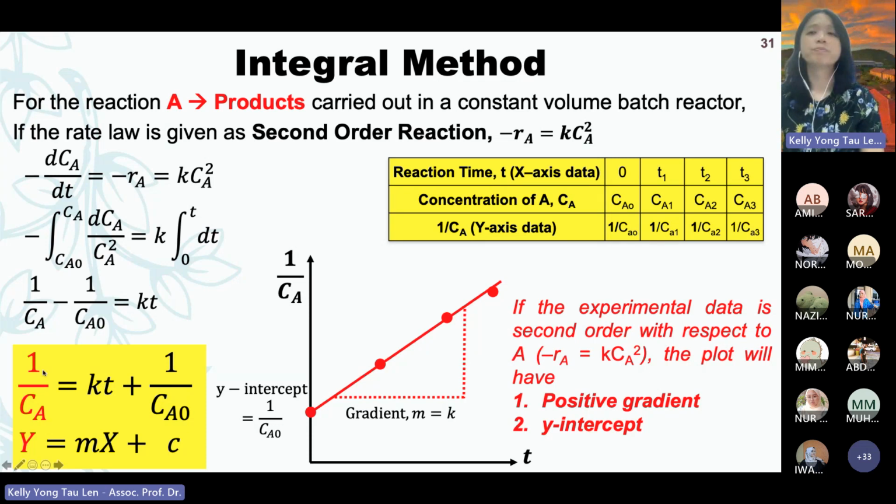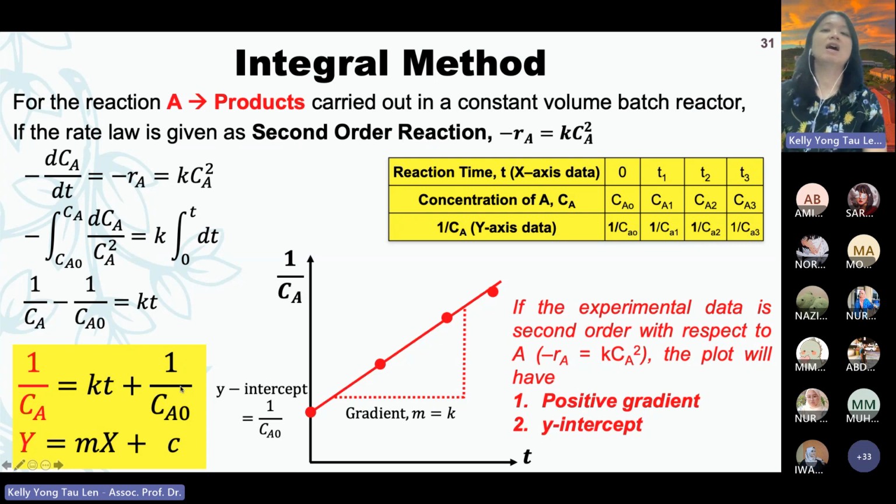So from the equation, naturally, 1 per CA will become your y-axis. Okay, maknanya data eksperimen kita CA kan. So, kamu kena reciprocalkan nilai tu baru jadi data paksi Y kamu. Dan paksi X kamu masih t. So, nilai t tu masa tu yang kamu dapat dari eksperimen, you don't have to do anything. You terus use it as data for your X-axis. So, naturally, k will be your gradient again. And your y-intercept is 1 per CA naught.